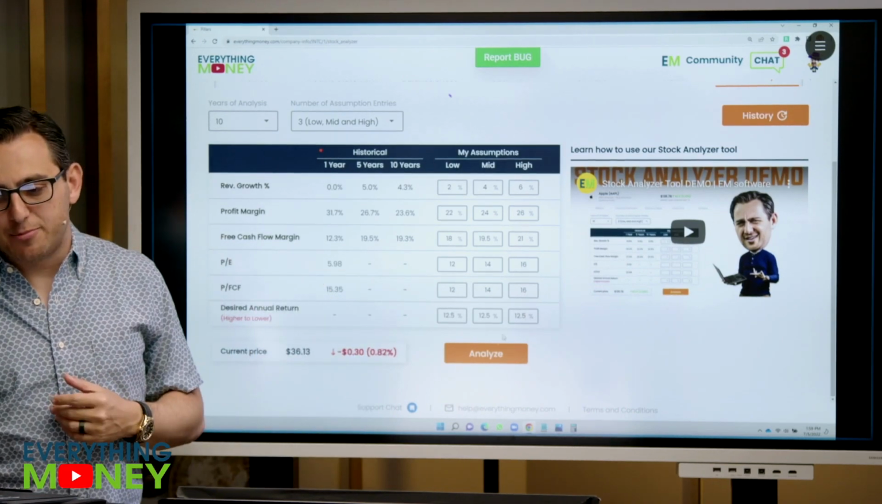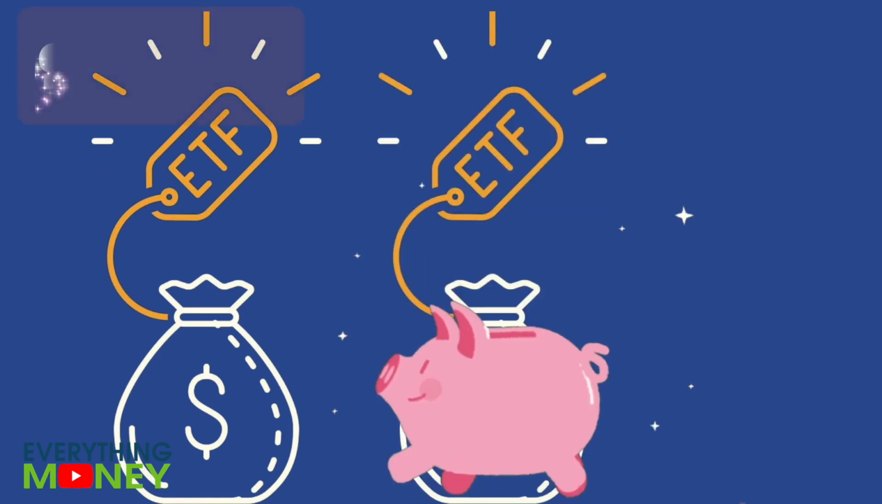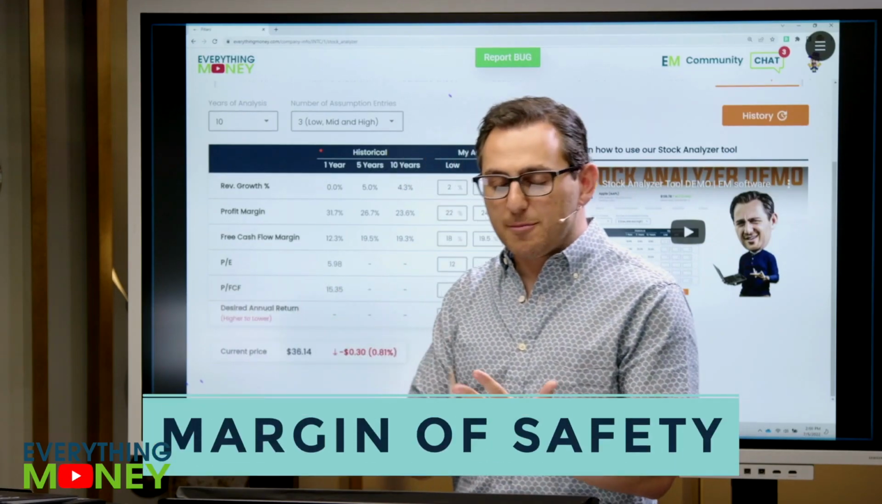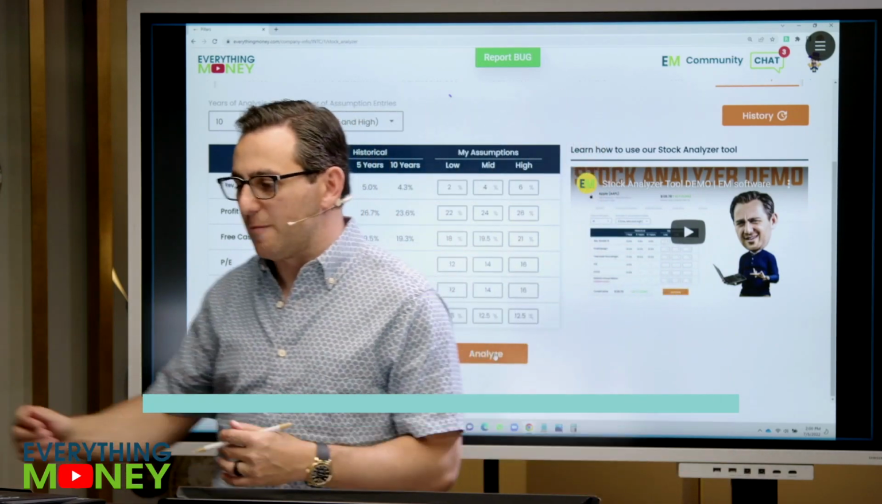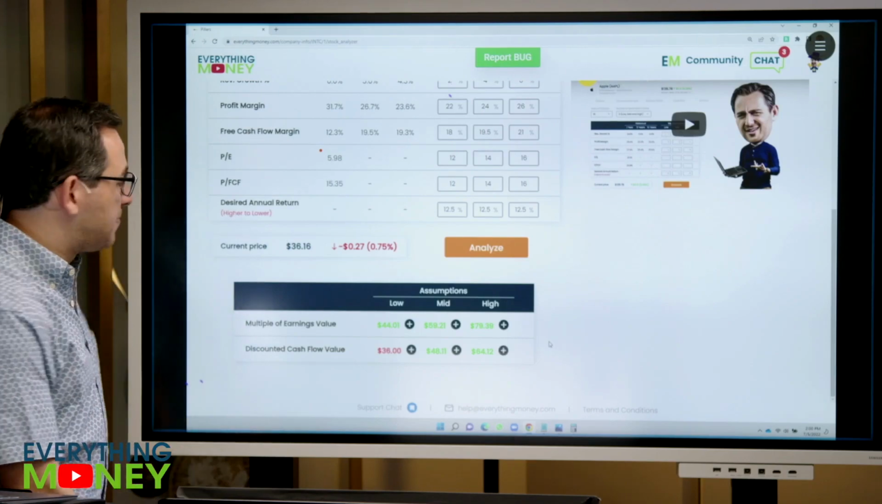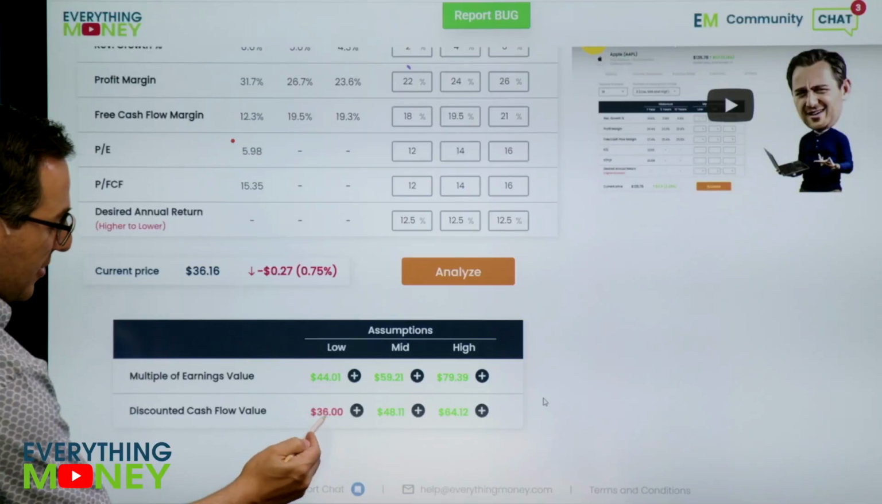And I'm going to do my 12.5% return. Why? Because I can get 9 or 10% by investing in any market-based ETF. So to give myself some margin of safety, the reason to buy the stock, I put 12.5% in. I hit the analyze button. The stock is currently at $36. All right. Well, it's basically there all day because the only red is $36.